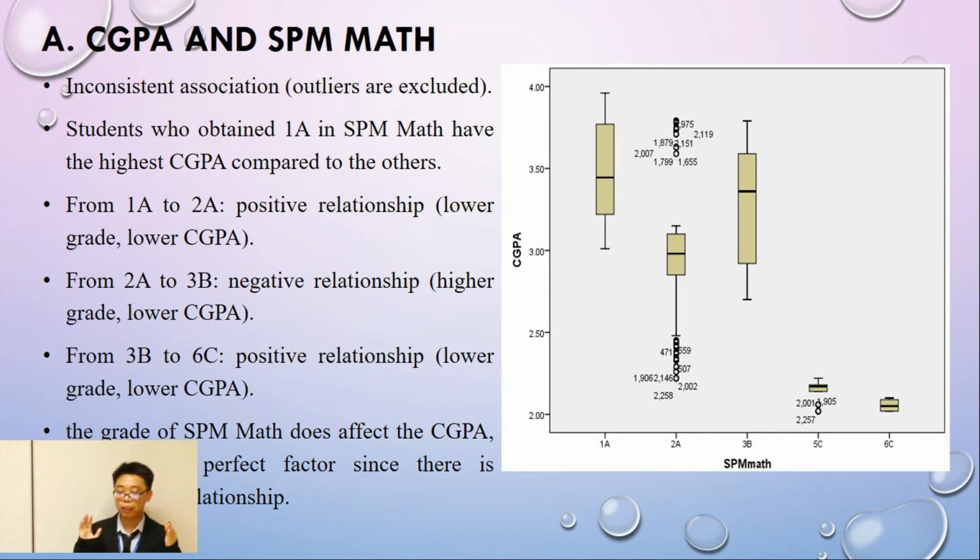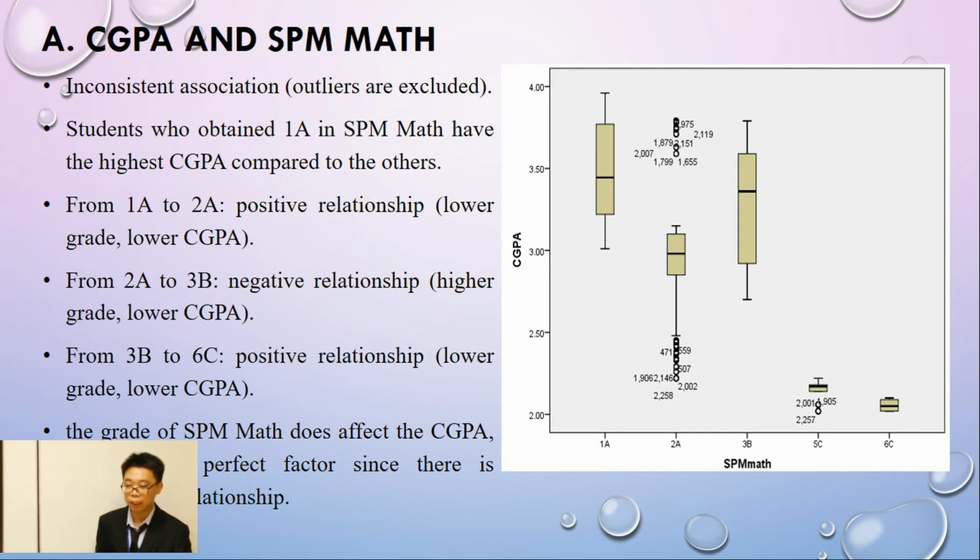So as you can see here, students who score 1A in SPM Math have the highest CGPA as compared to the others. And then from 1A to 2A, there exists a positive relationship, or we say the lower grade, lower CGPA for the students studying SQS 1033. Whereas from 2A to 3B, a negative relationship exists between CGPA and SPM Math, where there is a higher grade but they obtain a lower CGPA.